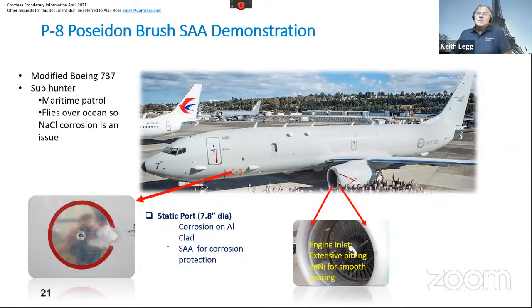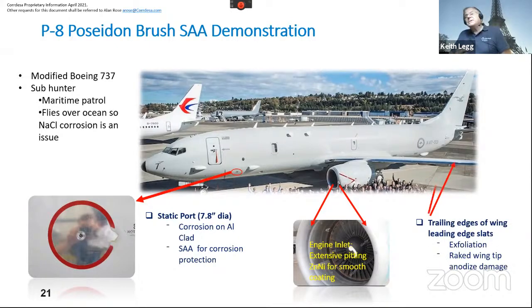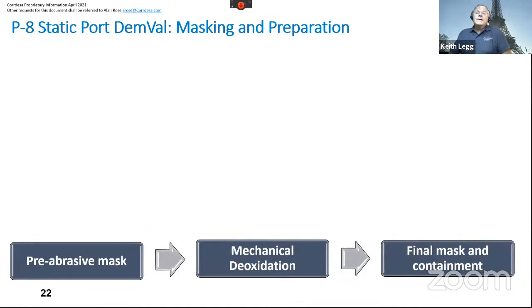They had problems with the engine inlets, same deal. Problems with the wing, the trailing edges of the leading edge flaps, various areas on this plane. And they need a lot of anodizing and a lot of coating. So next, how do you do that?